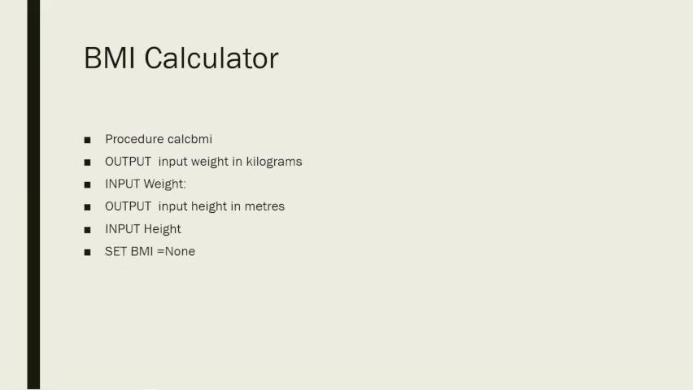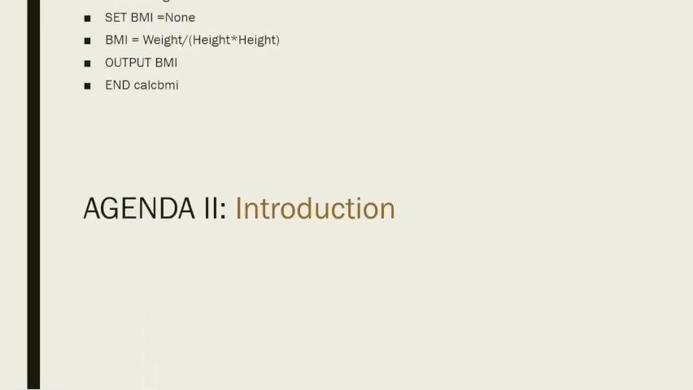We'll set a variable aside called BMI. Set the BMI to the weight divided by the height squared, and we'll output the BMI. And then we'll end the BMI calculator.